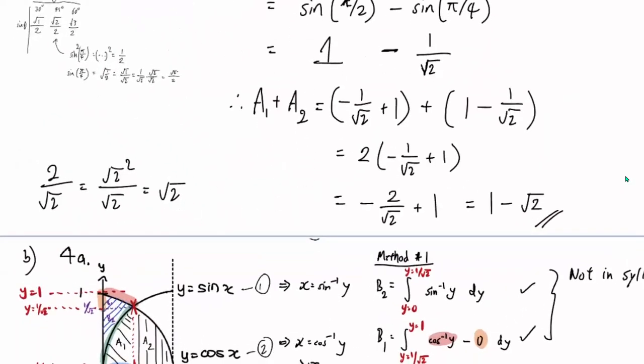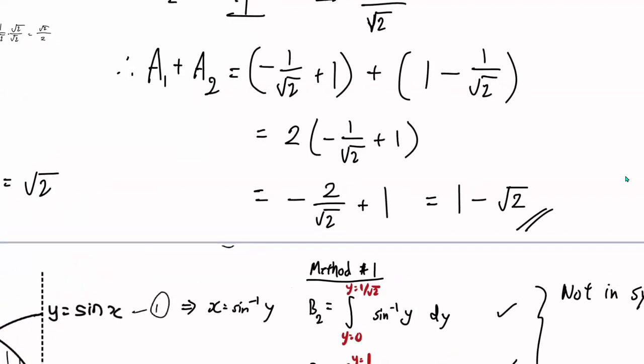Sorry, my mistake. Over here, when there's a bracket, you must multiply into both, right? So this guy should be a 2. Do you see my mistake? Yeah, I forgot to multiply in the brackets. Sorry about that. Okay, good. So it should be 2 minus root 2.